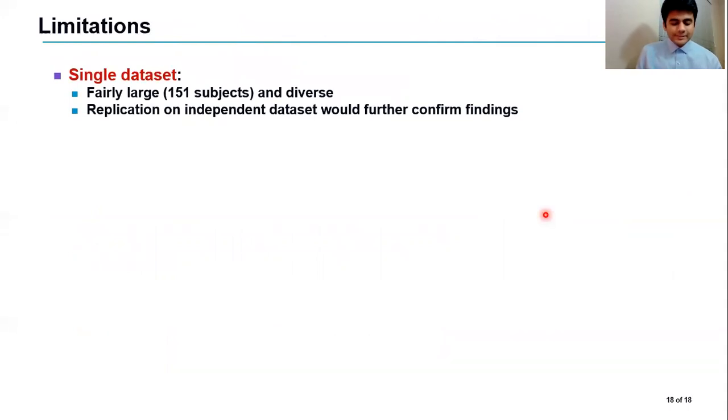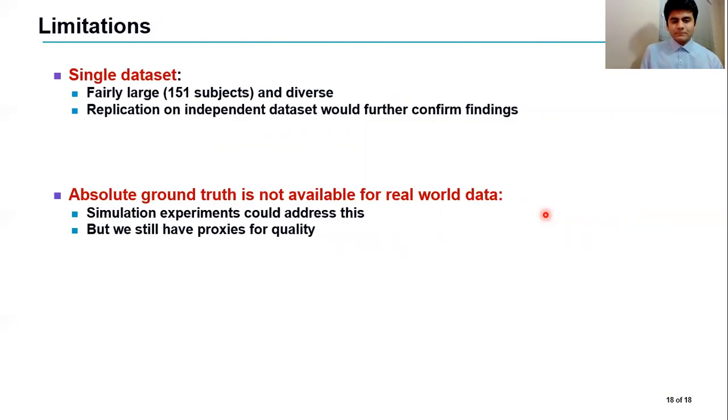A major limitation of our study is that although our dataset was fairly large and diverse, it was only a single dataset, and replication on an independent dataset would validate our findings. Also, there is no absolute ground truth available with real-world data like this, so there's no true FC matrix against which we can compare the performance of motion correction pipelines, and simulation experiments could address this. Nevertheless, we still have proxies for how contaminated images, or FC matrices, are by head motion.